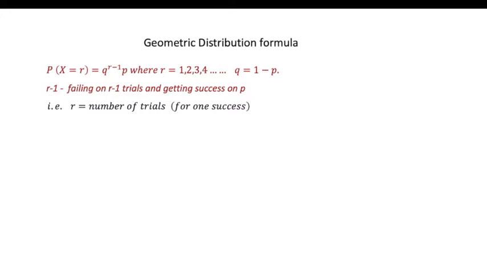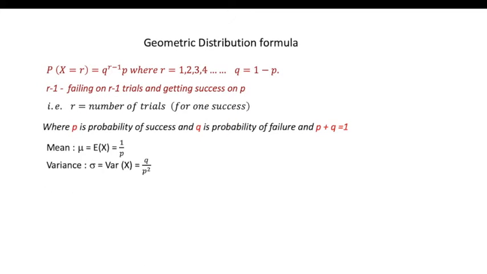Okay, r is basically the number of trials. Let's say you have tried 6 times, and on the 6th time you hit. So q will be the probability of not getting a hit, whereby p is the probability of success, getting a hit, and q is the probability of failure, not getting a hit. And you don't have to know what q is. By knowing p I can find out what q is.